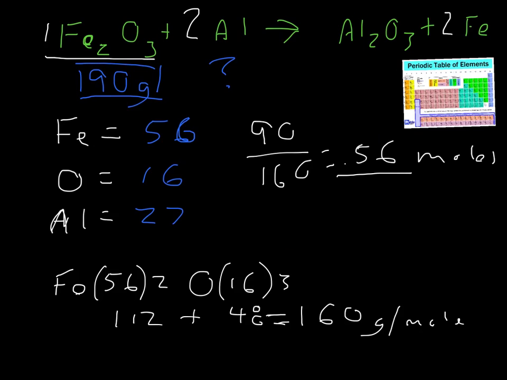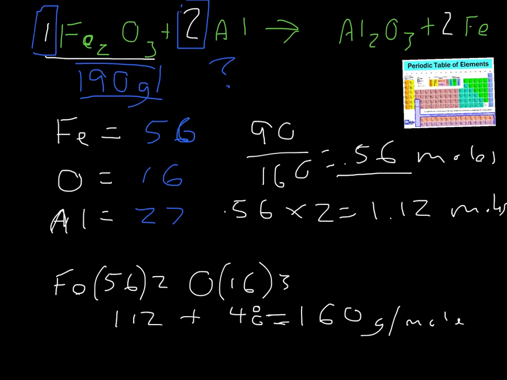of iron 3 oxide. So what these coefficients tell us is for every 1 mole of iron 3 oxide we need to have 2 moles of aluminum. So if we have 0.56 moles of iron 3 oxide, that means that we need to double that. 0.56 times 2 gives us 1.12 moles of aluminum is what we need.